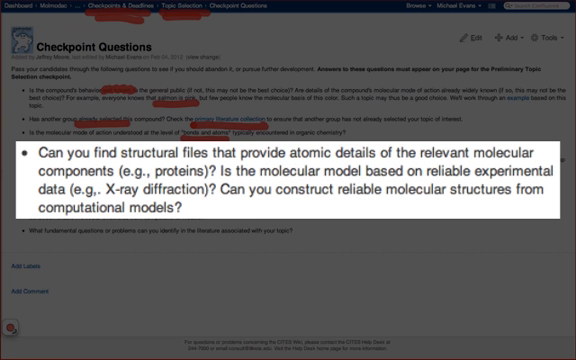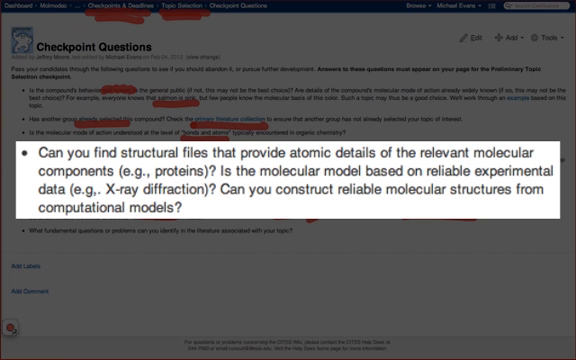The seventh question is, can you find structural files that provide the atomic details of the relevant molecular components, such as proteins or small molecules? Are these based on reliable experimental data like X-ray diffraction, or computational data, which is okay as well? And can you construct reliable structures from computational models? So a lot of good Molmodac projects, not necessarily all of them, revolve around compounds that have been characterized structurally through X-ray diffraction or other techniques.